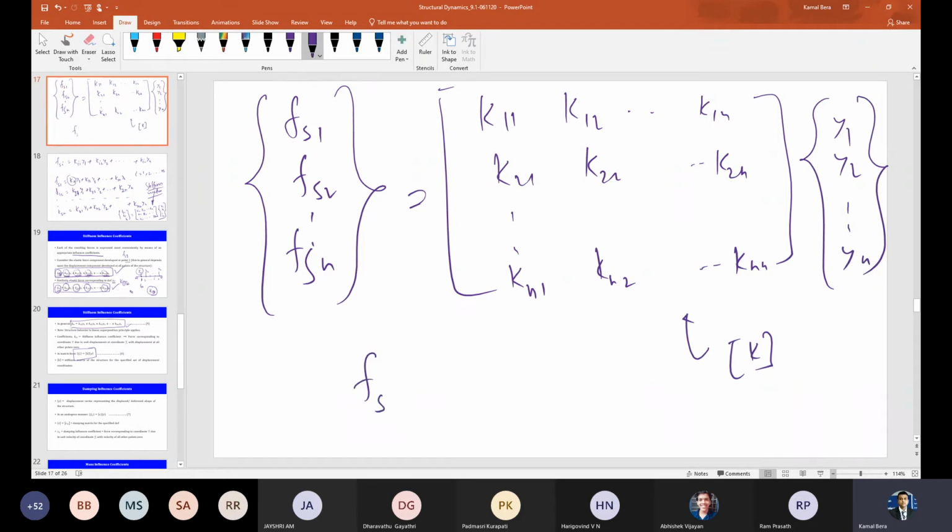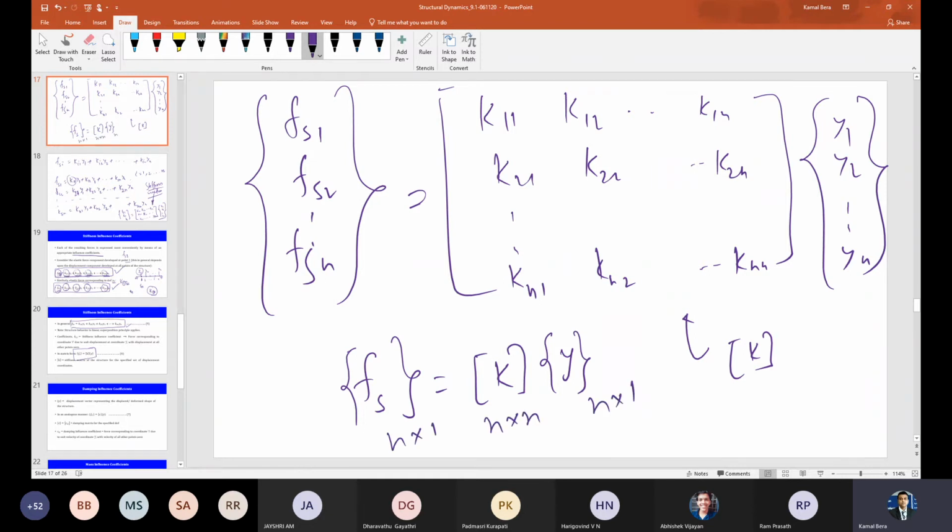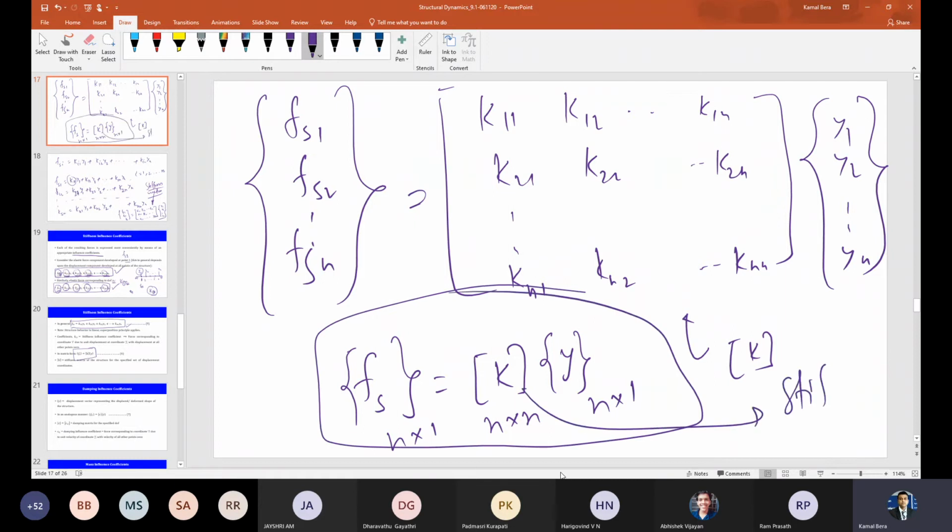So this is called your stiffness matrix K. So I can write that Fs, the spring force vector, is equal to K into y. These are n cross 1, n cross n, and n cross 1. Okay, got it? And this K is called the stiffness matrix.